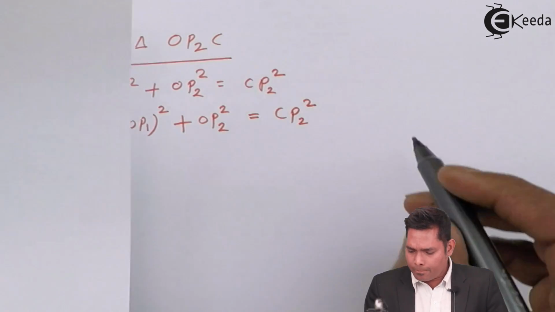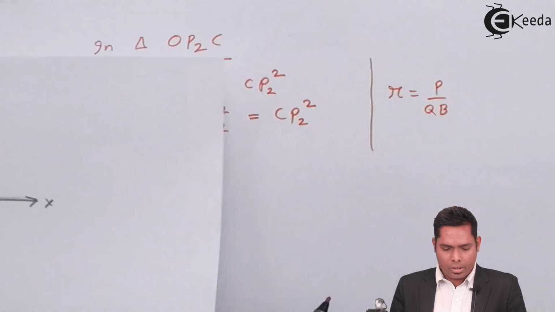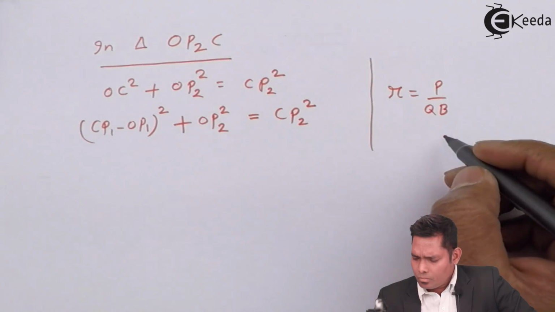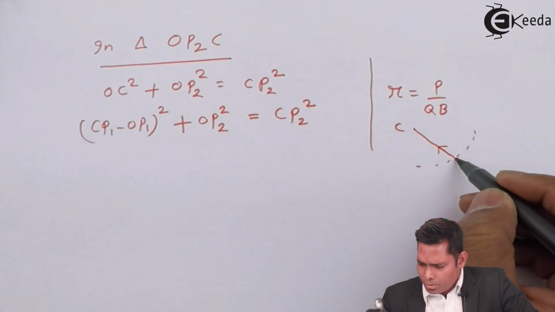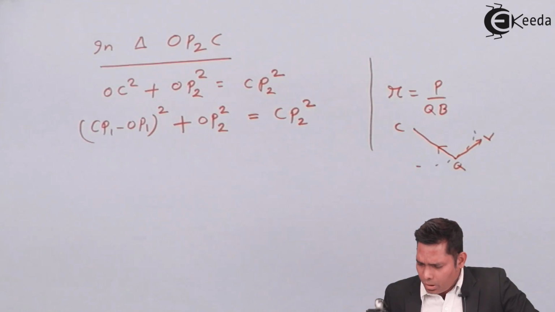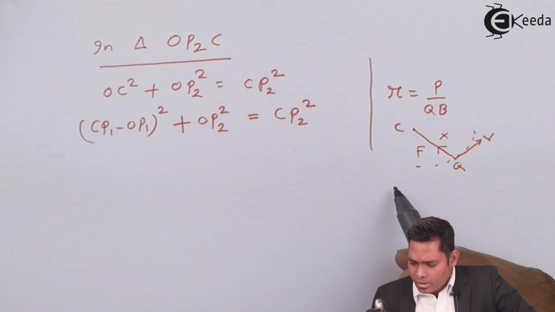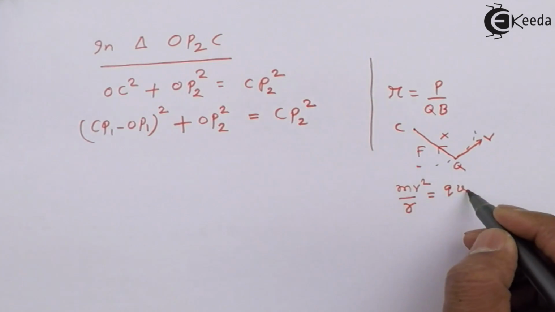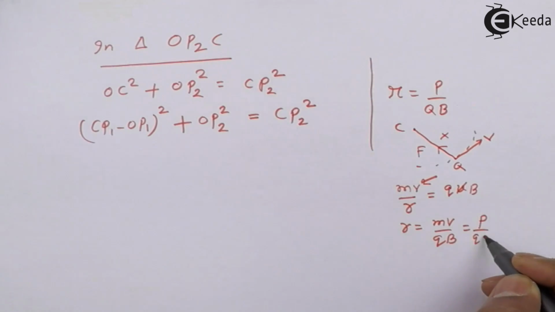Now we will write the value of r as p upon qB, because when a body moves in a circular path with the help of a magnetic field, the force is always directed toward the center. Suppose at this point the velocity is tangent, v, the charge is q, so qvB is into the page, so the force is like that. This is the centripetal force, and we know that centripetal force mv square by r equals the force due to the magnetic field, that is qvB. So you can cancel this, and r I can write as mv upon qB. mv is momentum, so p upon qB.